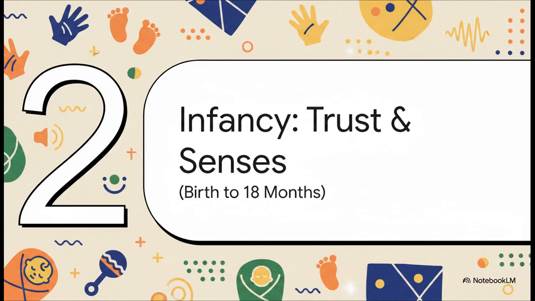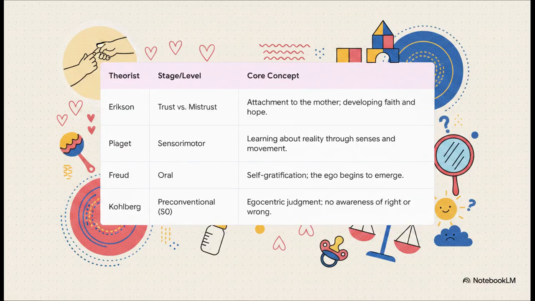Okay, let's start at the very beginning, with infancy. An infant is basically a bundle of reflexes and needs. They're completely dependent on their caregivers, and they learn everything about the world through their senses. And here's what's so cool. See how all 4 theories are really pointing to the same core idea. Erikson's trust versus mistrust is the main event here. The baby is constantly asking, can I count on you? Will my needs be met?